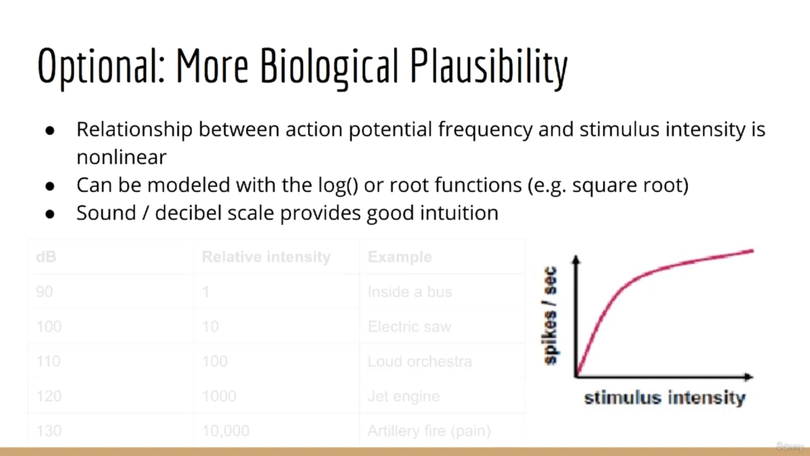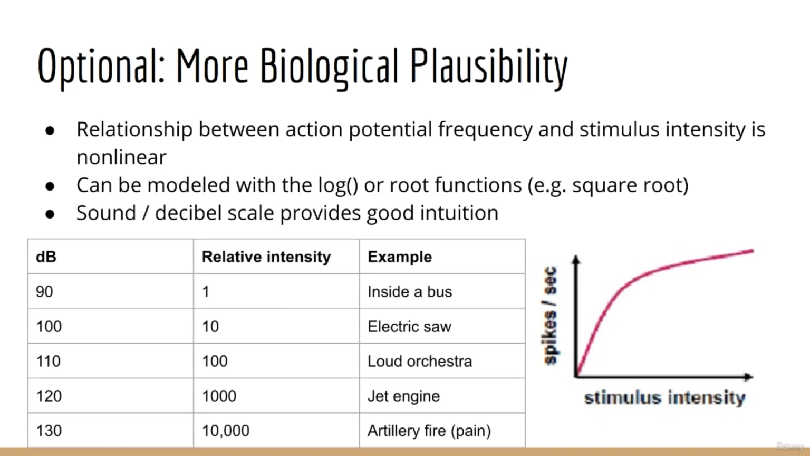For example, a 90 decibel sound would be like sitting inside a moving bus. A 100 decibel sound would be like standing by an electric saw. A 110 decibel sound would be like a loud orchestra. A 120 decibel sound would be like standing near a jet engine. A 130 decibel sound would be like being close to artillery fire, and this value is the threshold of pain. So when you hear a sound this loud, it actually hurts physically.